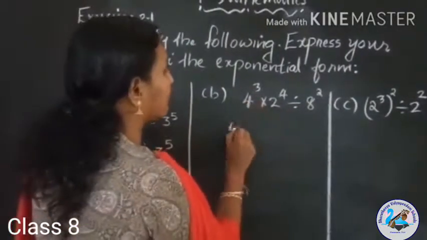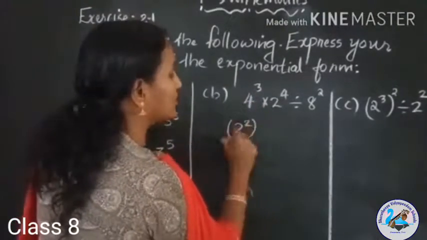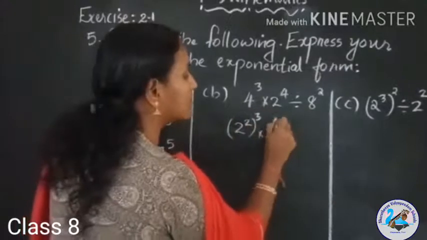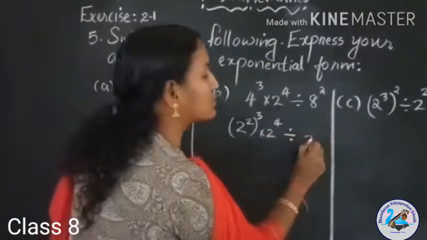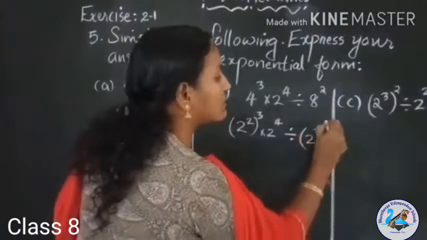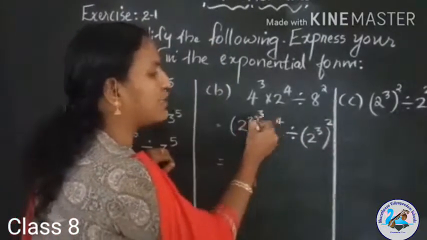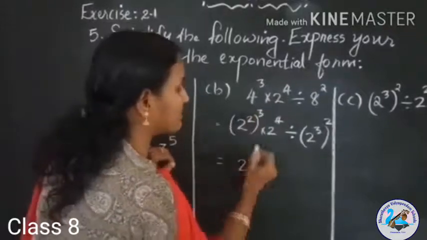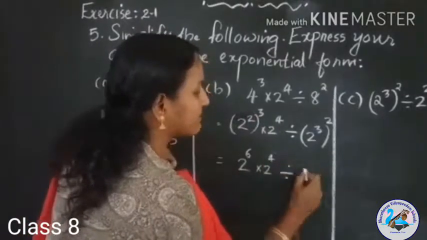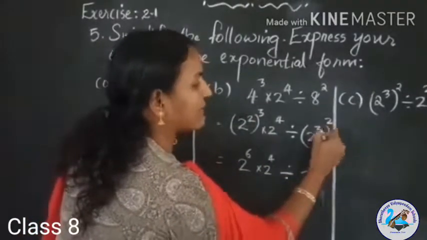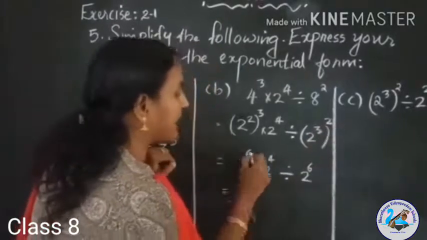4 can be written as 2 square. So (2 square) the whole cube into 2 raised to 4 divided by 8 square. 8 can be written as 2 cube, and (2 cube) the whole square. Using (a power m) the whole power n is a power m into n, 2 into 3 gives 2 raised to 6, into 2 raised to 4, divided by 2 raised to 3 into 2 is 6.